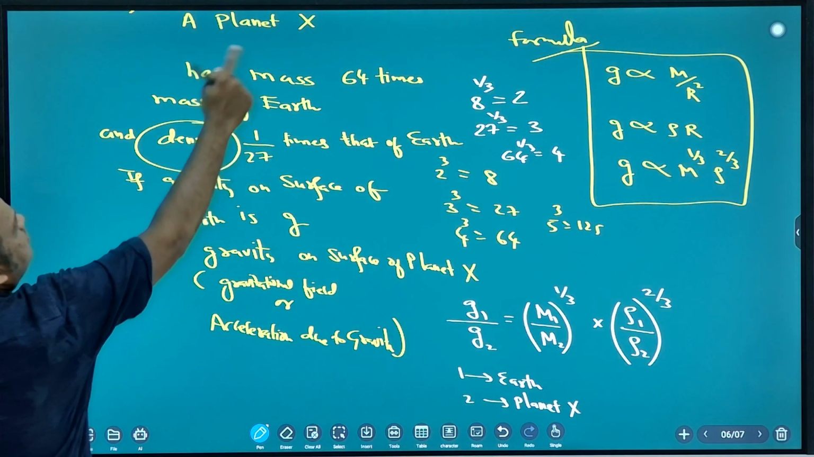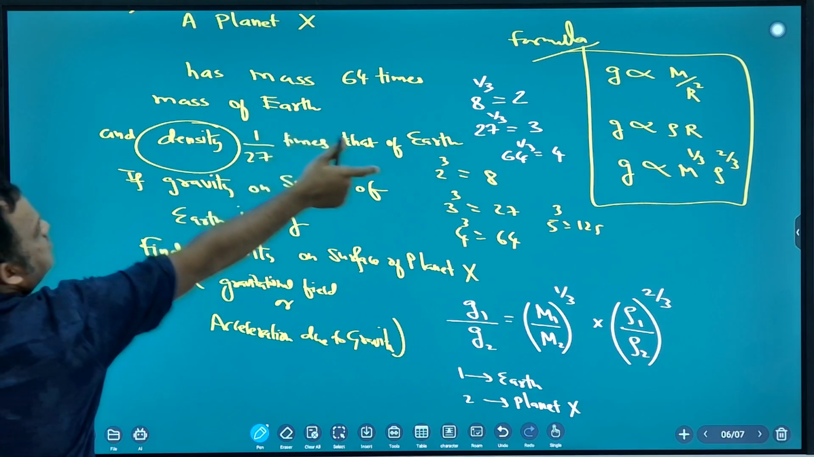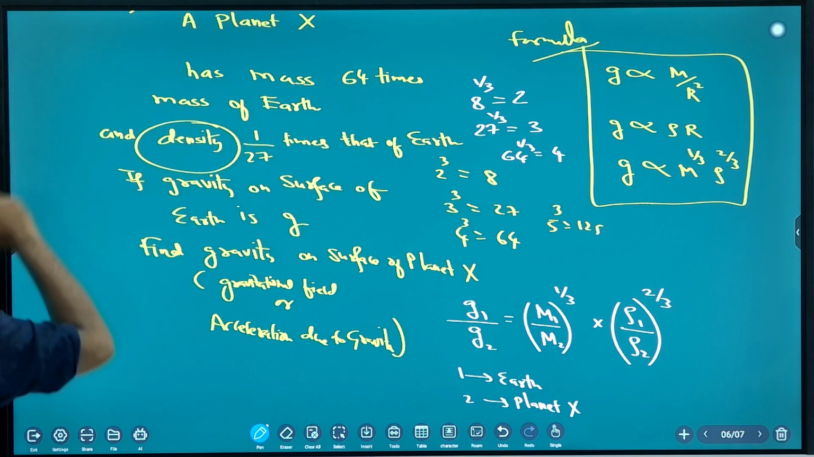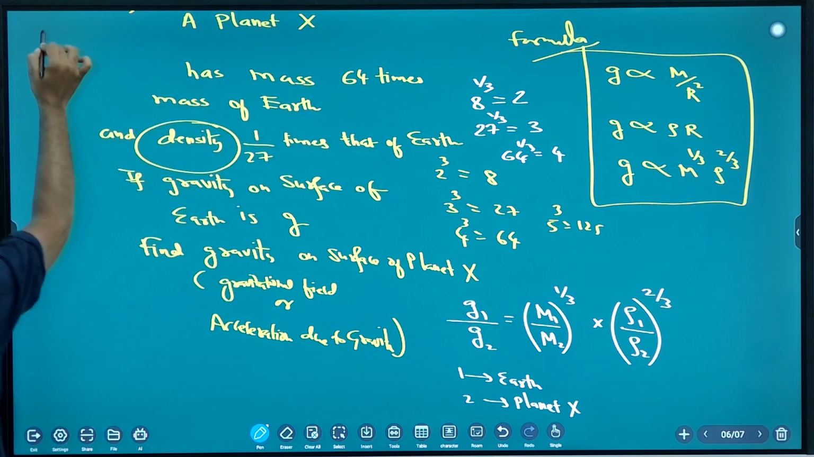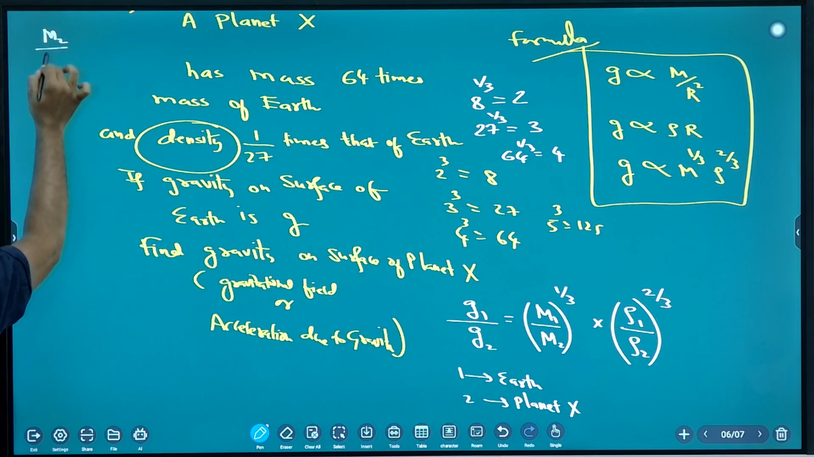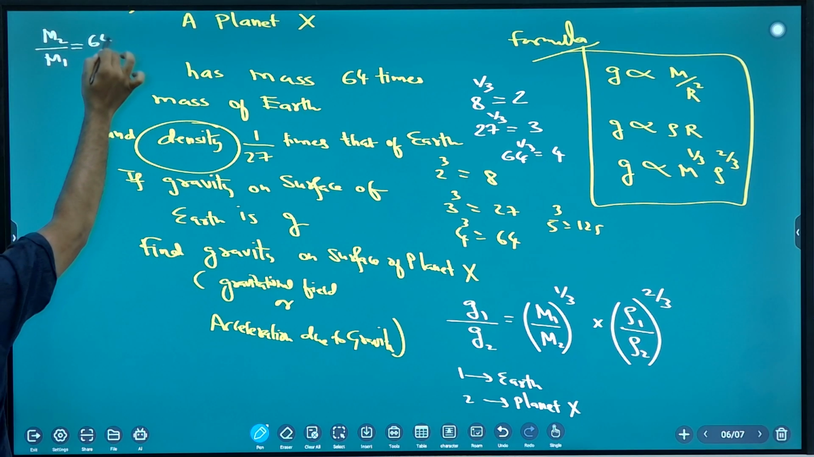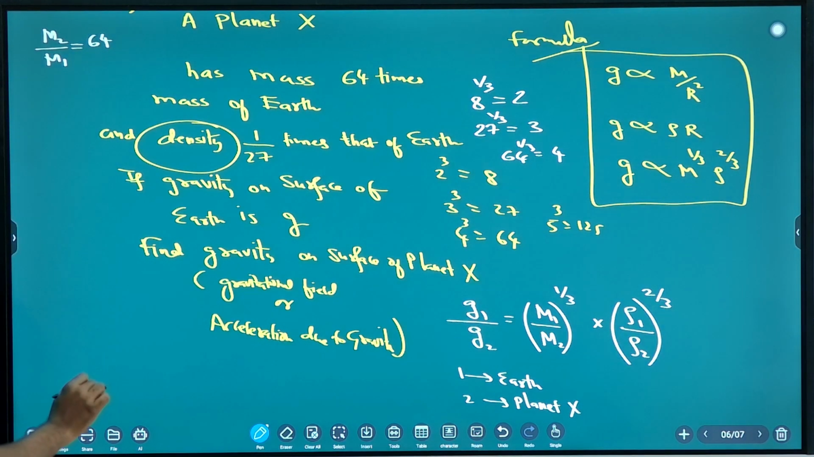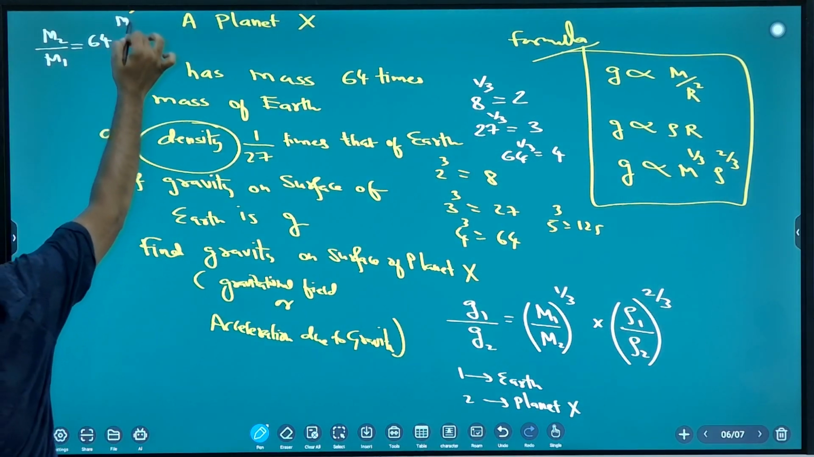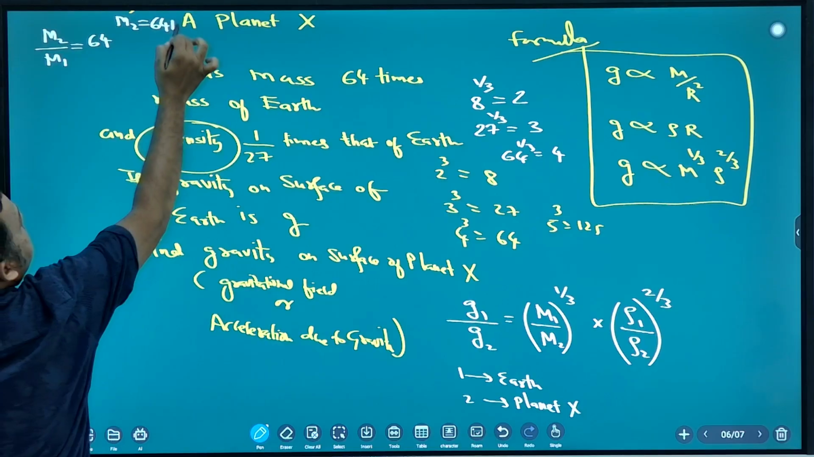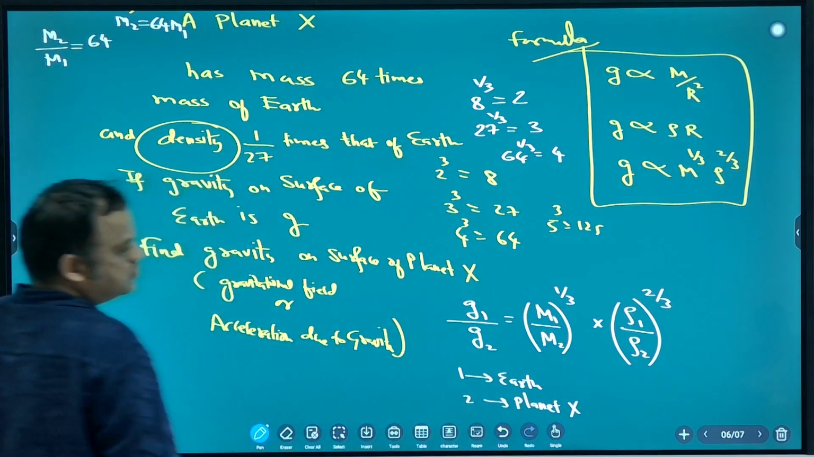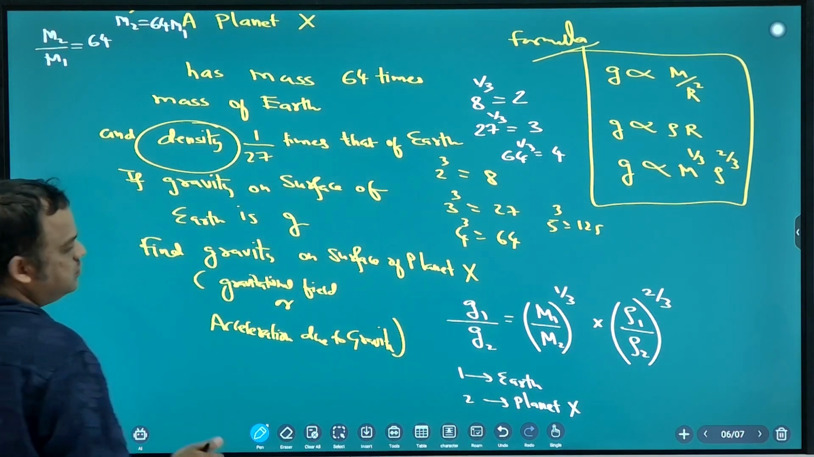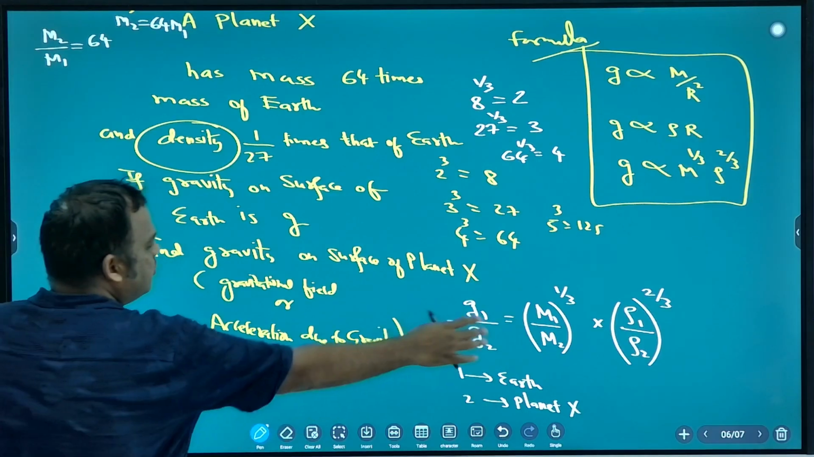So mass of planet is 1 by 27 times Earth. Oh, sorry. Mass of planet is 64 times Earth. So basically M2 by M1 is 64. Mass of planet is 64 times Earth. 1 means Earth, 2 means planet. Okay. It is better to solve like this.